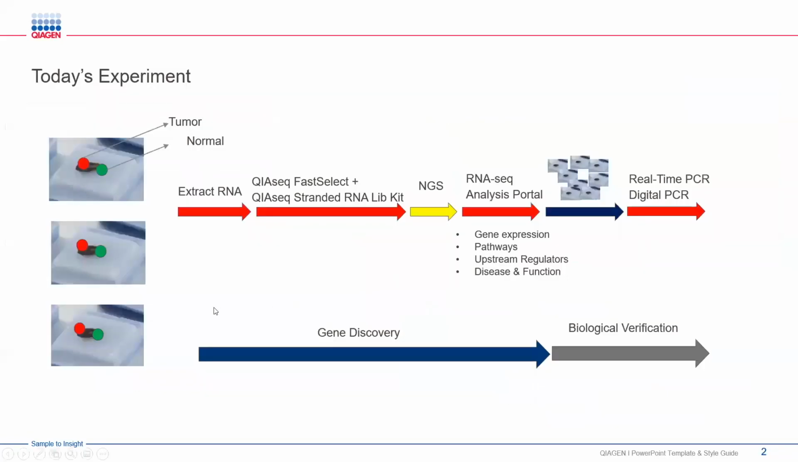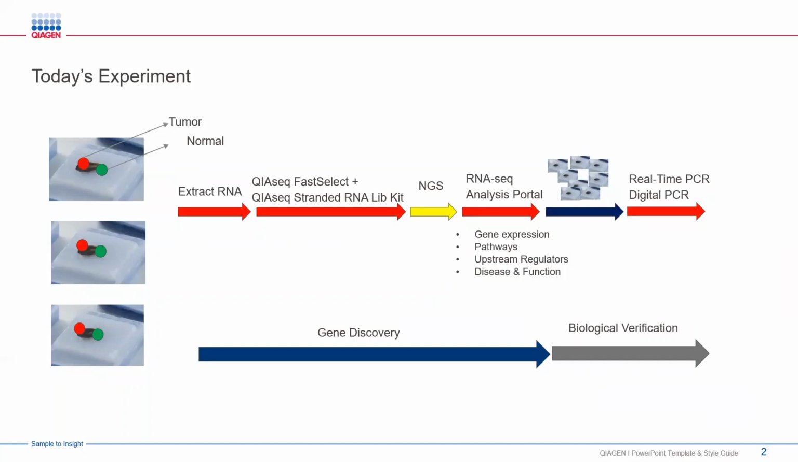For today's experiment, we've gone through and we've extracted RNA from different formalin-fixed paraffin-embedded samples. For each of the samples that we're looking at, we've extracted RNA from the tumor part and also from the normal adjacent tissue. After extracting the RNA, we built an RNA-seq library by using QIAGEN FastSelect to block the ribosomal RNA and using the QIAseq stranded RNA library kit in order to build a library for sequencing on an Illumina sequencing machine. Following sequencing, we generated FASTQ files for each individual sample.